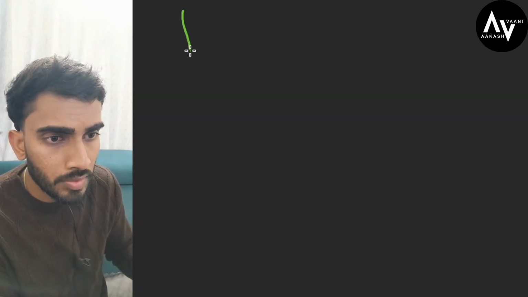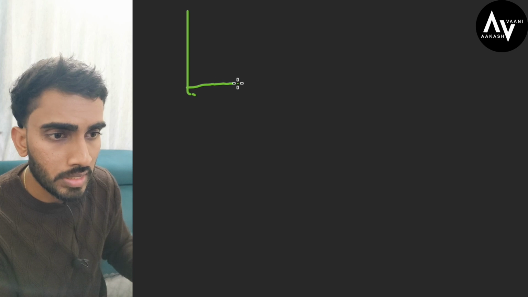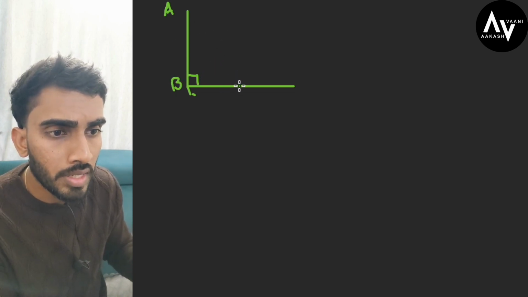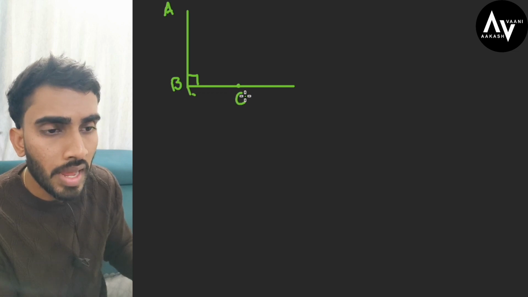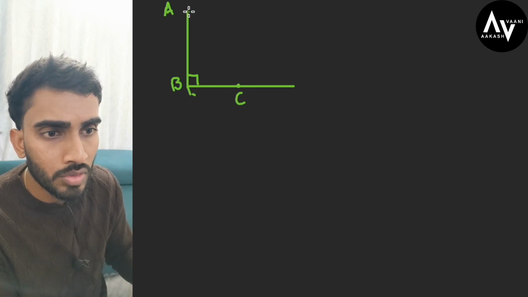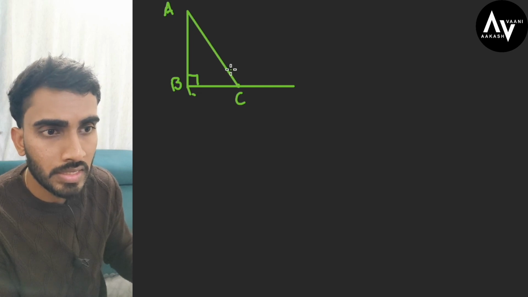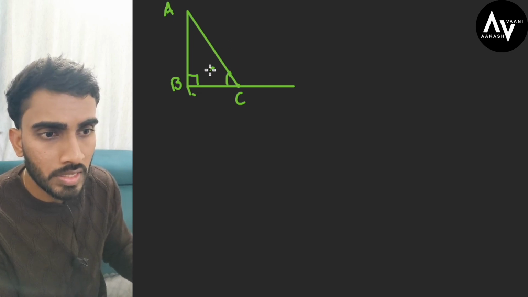So in the question, we are given that there is a straight tower, which is standing vertically on the ground. So this is a tower, let's say this is A and this is B, which is standing vertically on the ground, and there is a point on the ground. Let us say here is the point C, and from here the angle of elevation to the top of the tower is made as 60 degree. So this is 60 degree.